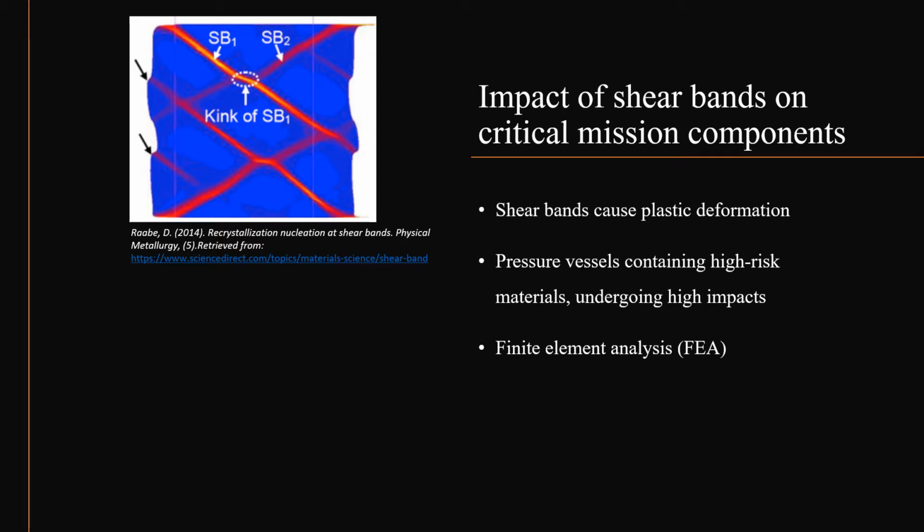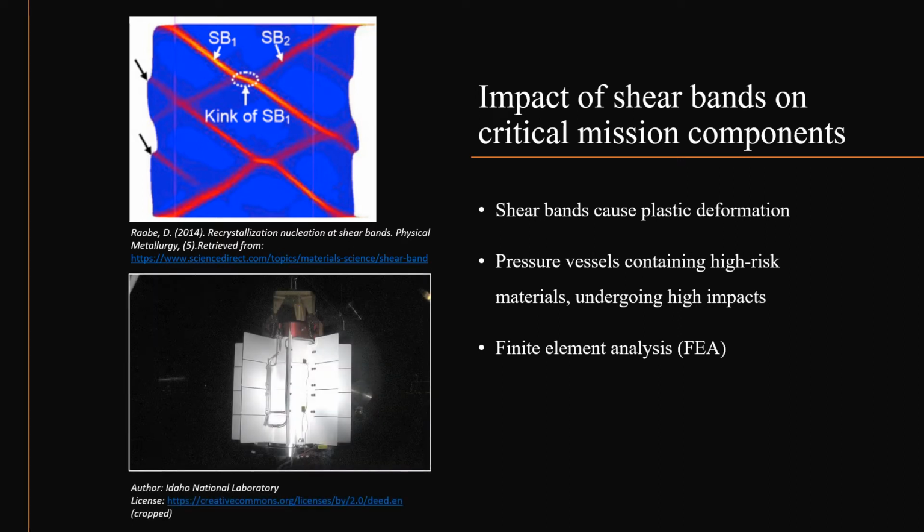My research is studying how macroscopic shear bands form in pressure vessels that contain potentially high-risk materials, such as those used as heat and electrical sources in spacecraft missions. The pressure vessel for the Mars Science Laboratory, also known as the radioisotope power system, can be seen in the bottom figure. In the event of a crash, the radioisotope contained within these vessels could leak out of cracks that form due to shear bands.